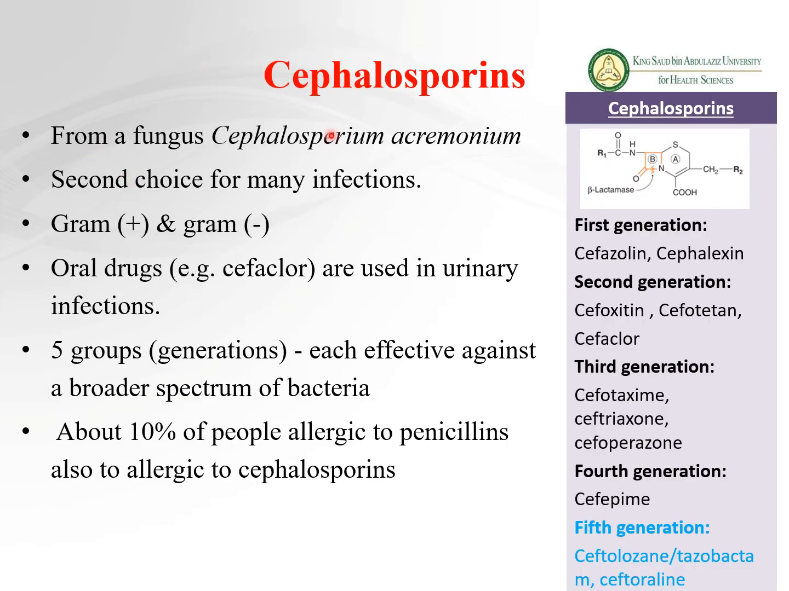The second class of beta-lactams is cephalosporins, and they are derived from the fungus Cephalosporium acremonium. They are the second choice for many infections. They are effective against gram-positive and gram-negative bacteria. Oral drugs like cefaclor are used in urinary tract infections, and they have 5 generations, each effective against a broad spectrum of bacteria. About 10% of the people who are allergic to penicillins are also allergic to cephalosporins.